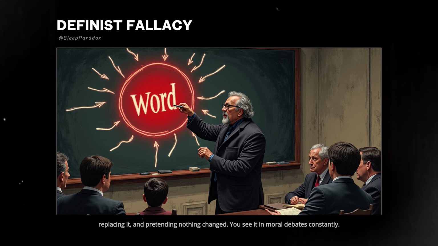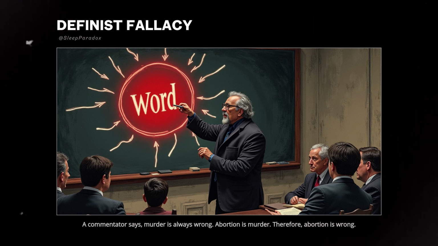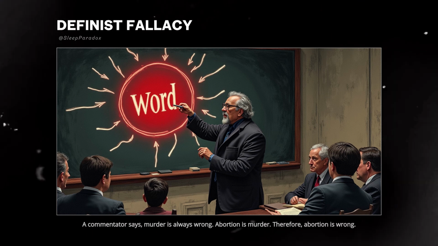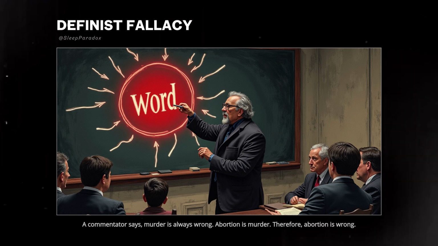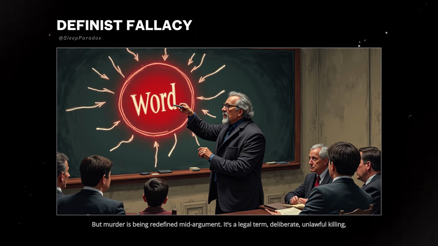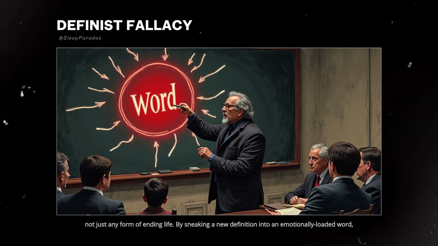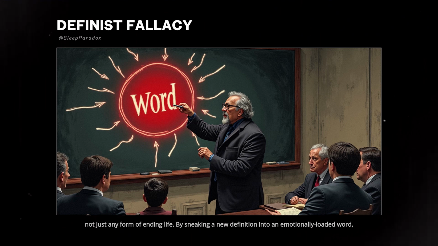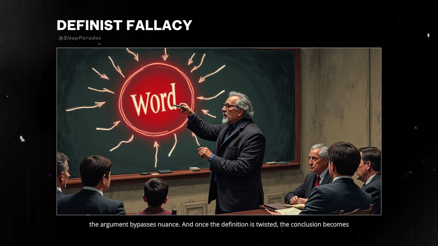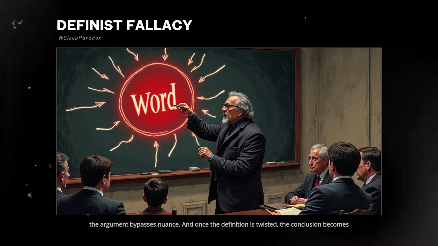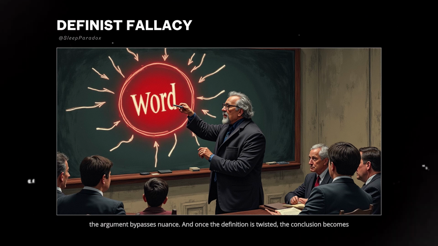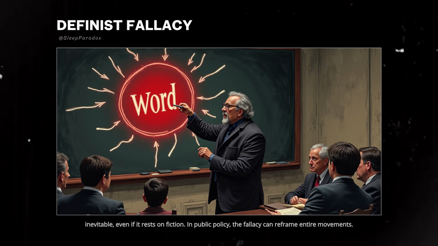You see it in moral debates constantly. A commentator says, murder is always wrong. Abortion is murder. Therefore, abortion is wrong. But murder is being redefined mid-argument. It's a legal term, deliberate, unlawful killing, not just any form of ending life. By sneaking a new definition into an emotionally loaded word, the argument bypasses nuance. And once the definition is twisted, the conclusion becomes inevitable, even if it rests on fiction.